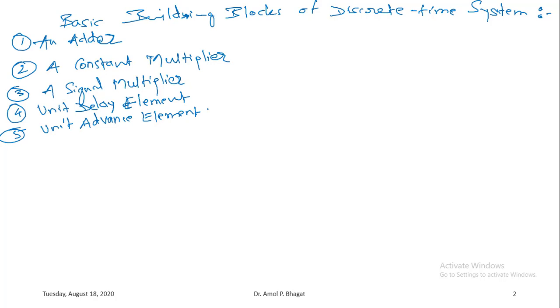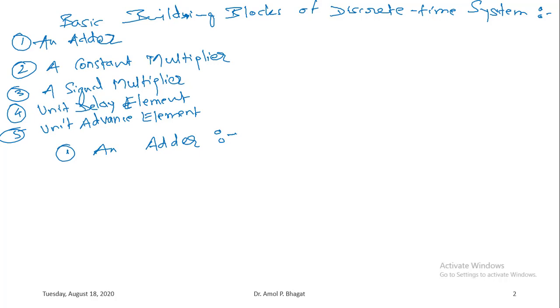So these 5 basic building blocks can be used to form any complex discrete time system, right? So let's look at these building blocks one by one. So the first one is what? An adder.